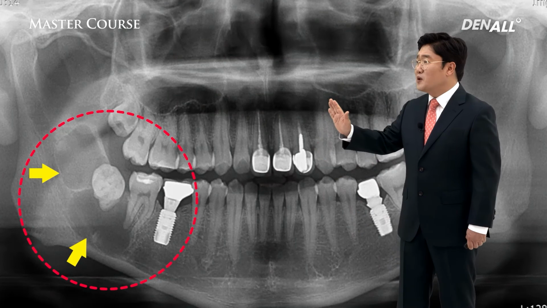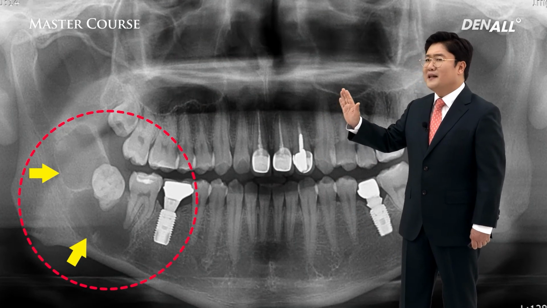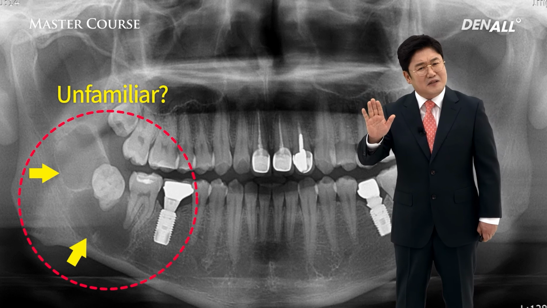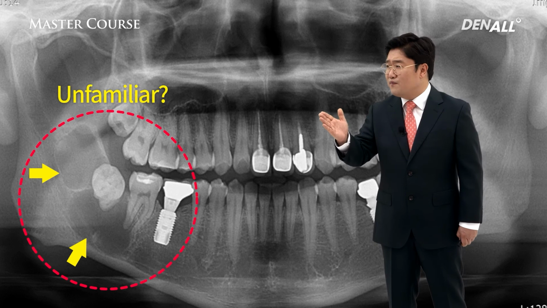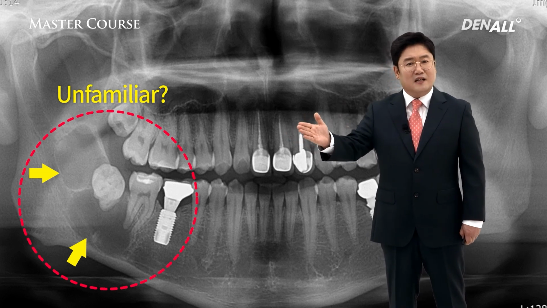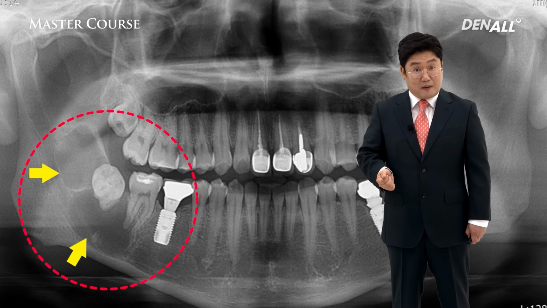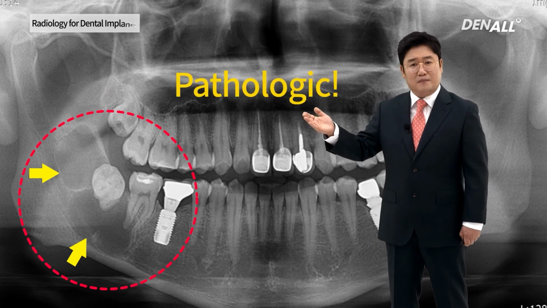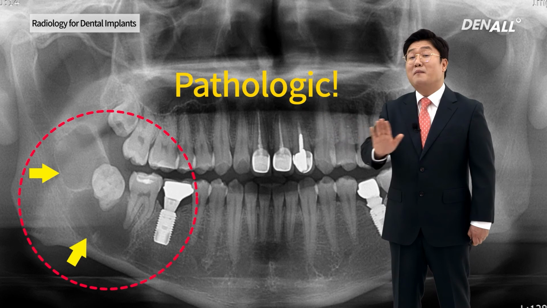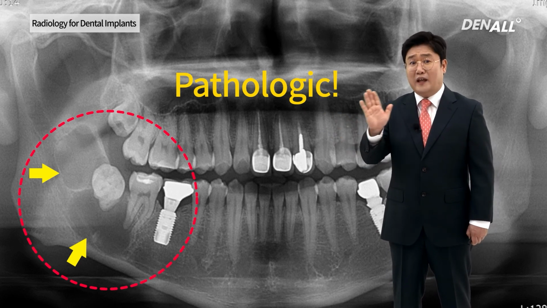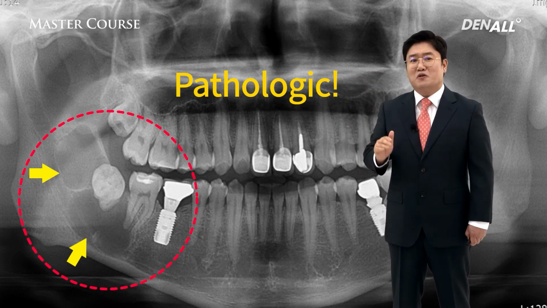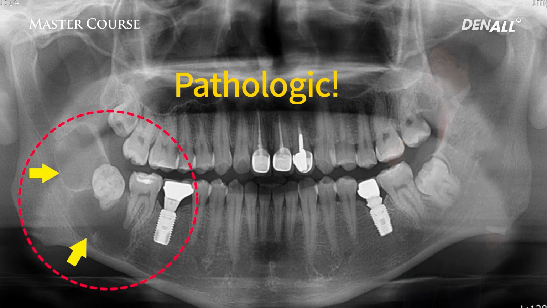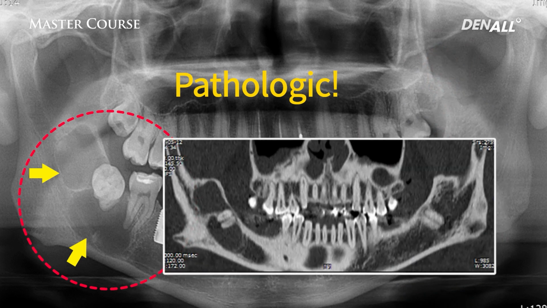If you look at panorama pictures, something unfamiliar is there. An unfamiliar structure or unfamiliar condition can be seen. Please do not ignore that. That means a pathologic condition. We look at panorama almost daily. So if something is off, if something is not normal, intuitively we can catch that. So do not ignore that. So we took the CT images, and ameloblastoma was found.